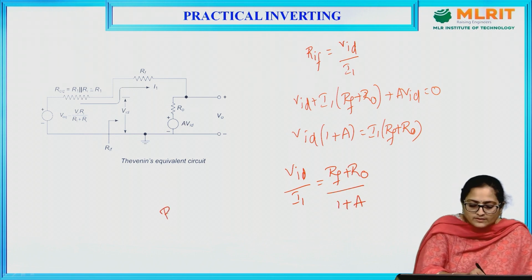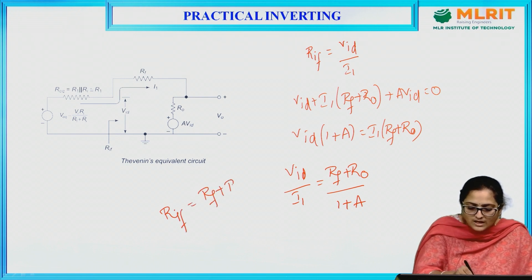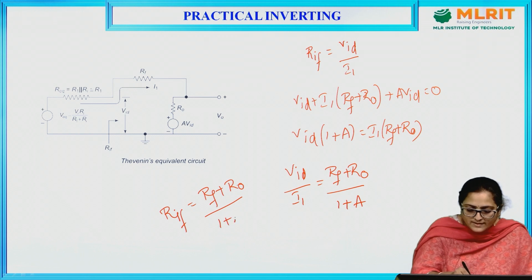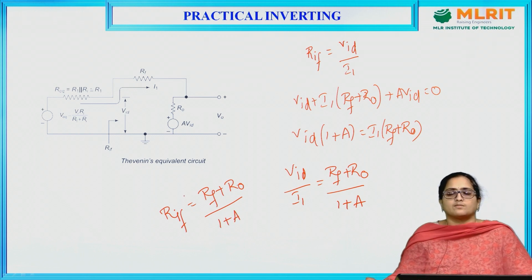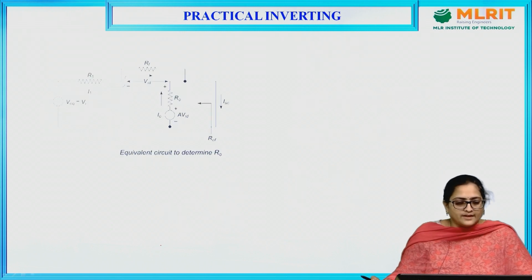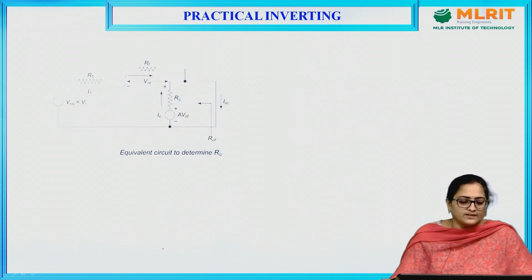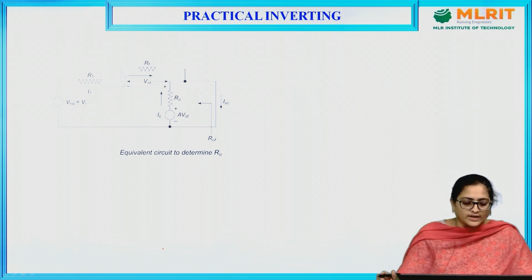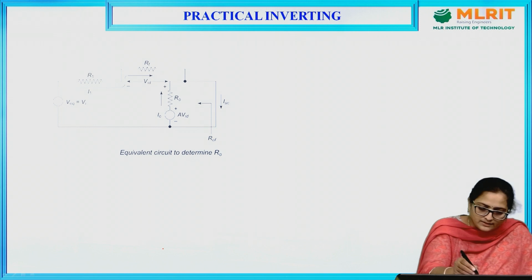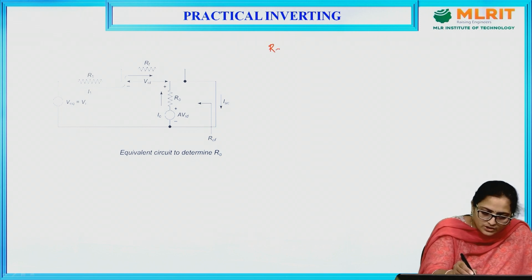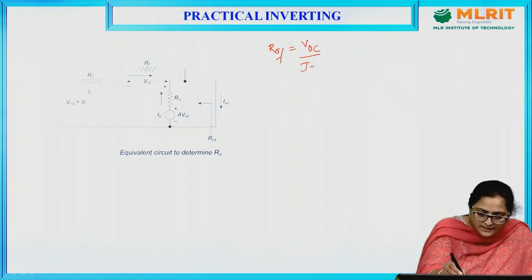So the input resistance RIF is given as RF plus R0 divided by 1 plus A, with gain given as minus RF by R1. And the next one is from this circuit. This is an equivalent circuit to determine the R0. From this circuit, you can write R0F is given as VOC divided by ISC.